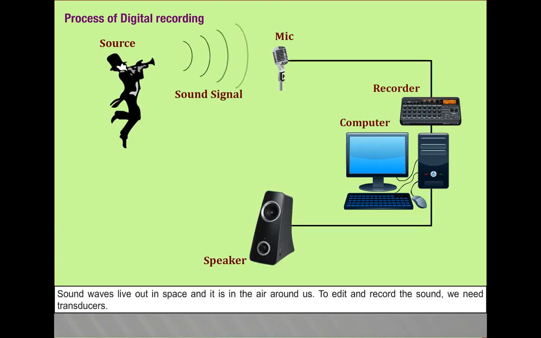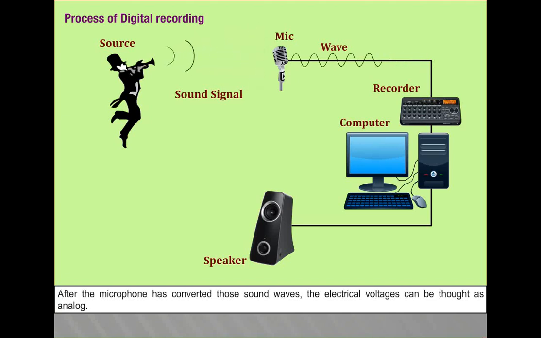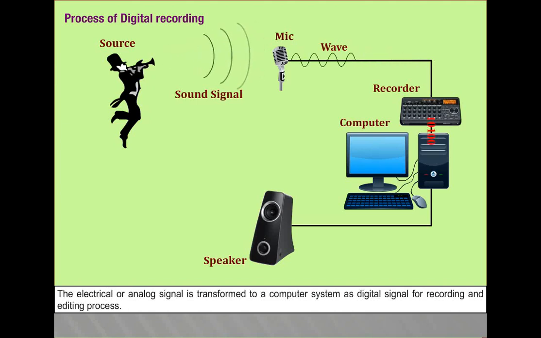Sound waves live out in space and it is in the air around us. To edit and record the sound, we need transducers. A microphone, which is also a transducer, can change the sound energy into electrical energy. After the microphone has converted those sound waves, the electrical voltages can be thought of as analog. The electrical or analog signal is transformed to a computer system as a digital signal for the recording and editing process.